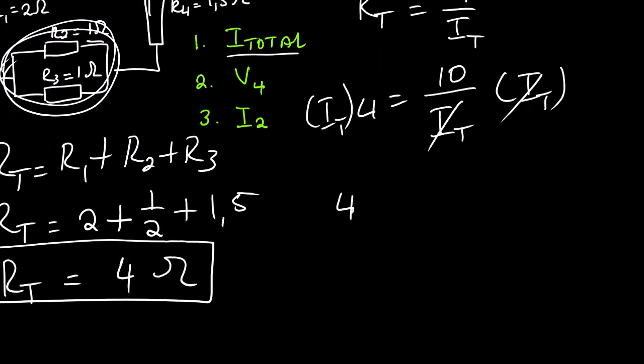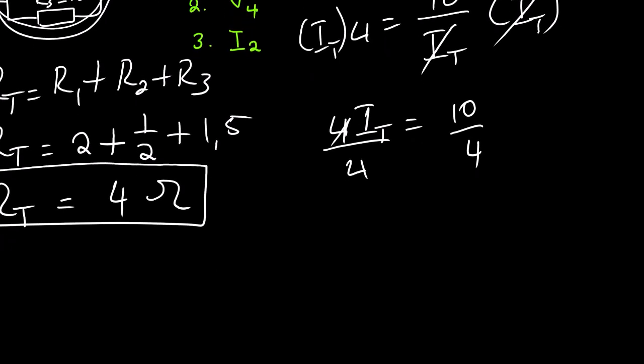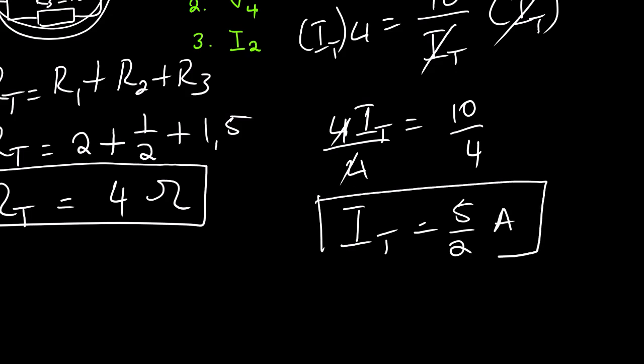And then we have 4 IT is equals to 10. We divide by 4 both sides. This will get rid of this. We have I total is equals to 5 over 2 amperes. So this is the first question.